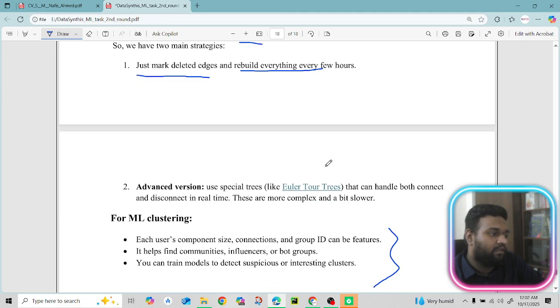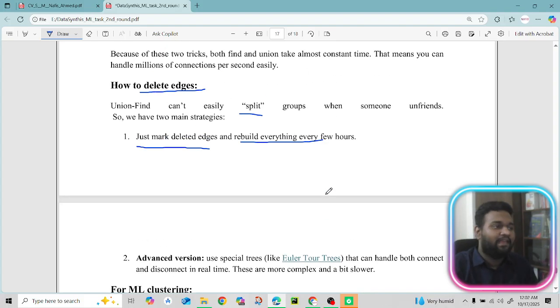It is called Euler tour trees. I have already given a link to this. I'm not going to explain it here because I am out of time. So Euler tour trees actually help us split the data so that I can delete these connections and do it in a very efficient manner. So all of this I have already told.